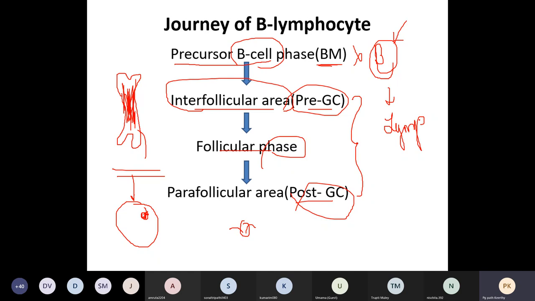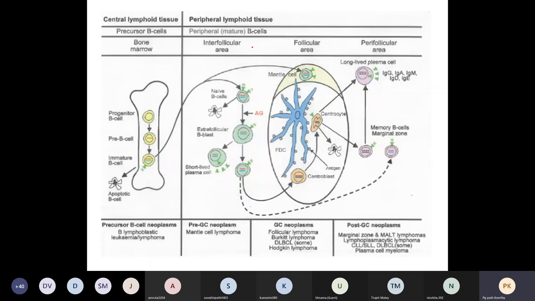Next slide. This is the pictorial view. I made it simplified. This is how WHO tells it. It looks scary, I know. So this is how your precursor B cell looks in the bone marrow. Then they get released into the circulation and reach your lymph node. This is the lymph node. So before entering your germinal center, this is your germinal center. So this is called pre-germinal center, germinal center, post-germinal center. We'll come back to this in the last. If you see it now, you'll get scared. So next.